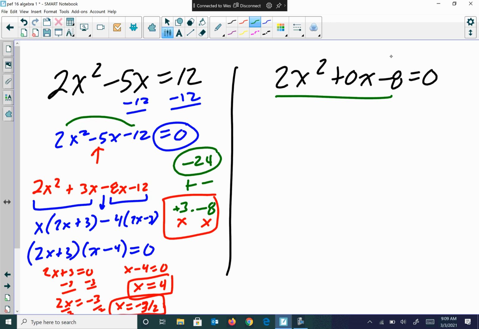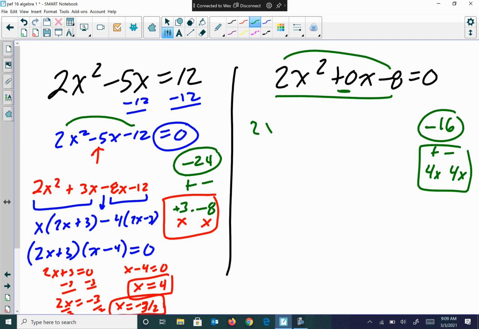The first number, if in front of x squared is a number, great, which it is. So I'm going to go negative 8 times 2 is negative 16. In order to get a negative number, one has to be positive, one has to be negative. Can anyone think of the 2 numbers that I can multiply together to give me negative 16 and add together to give me 0? What times what gives me 16? Judy? 4 and 4, excellent. So I have a positive 4x and a negative 4x.